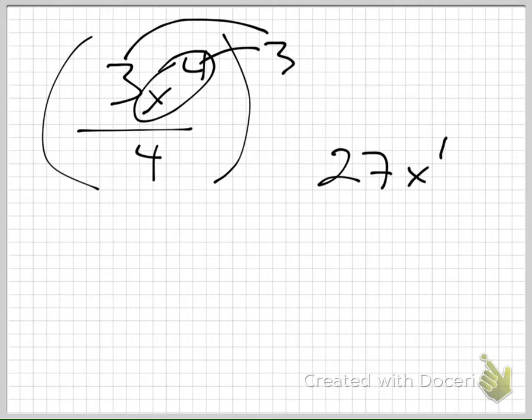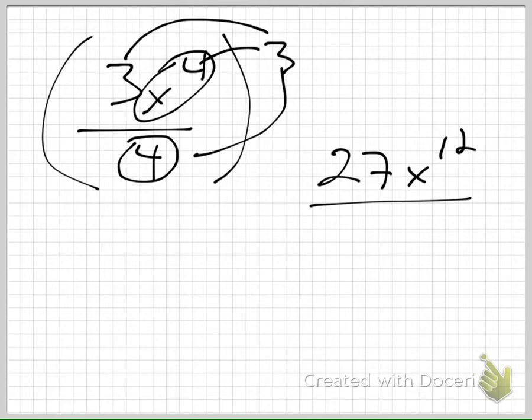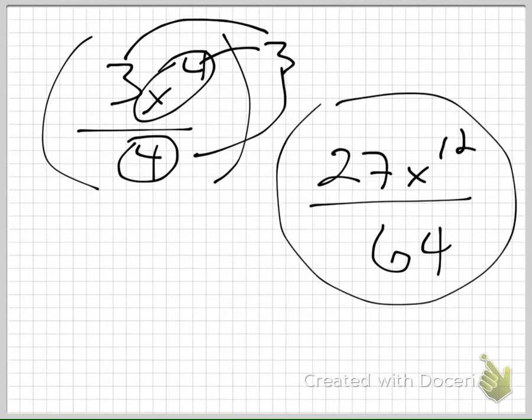So it's x to the 12th over 4, and the 3 gets distributed on there too. What is 4 to the third power? 4 times 4 times 4 is 64. How many of you got 27 x to the 12th over 64? Do you understand how to do it now? Awesome. Do another one.